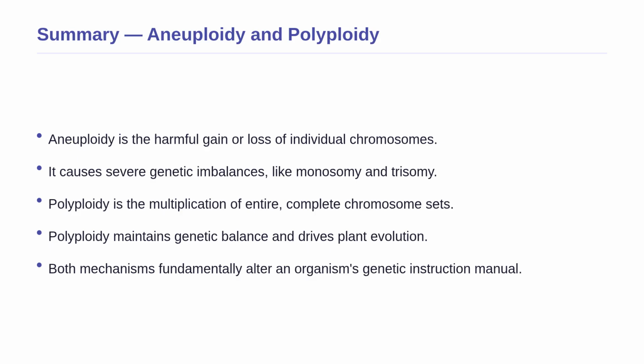We have covered a lot of ground today, so let us review the key takeaways. First, we learned that aneuploidy is the gain or loss of individual chromosomes. This creates severe genetic imbalances, resulting in conditions like monosomy and trisomy, which are often harmful or fatal in animals. Second, we explored polyploidy, which is the multiplication of entire, complete chromosome sets. Unlike aneuploidy, polyploidy maintains perfect genetic balance.